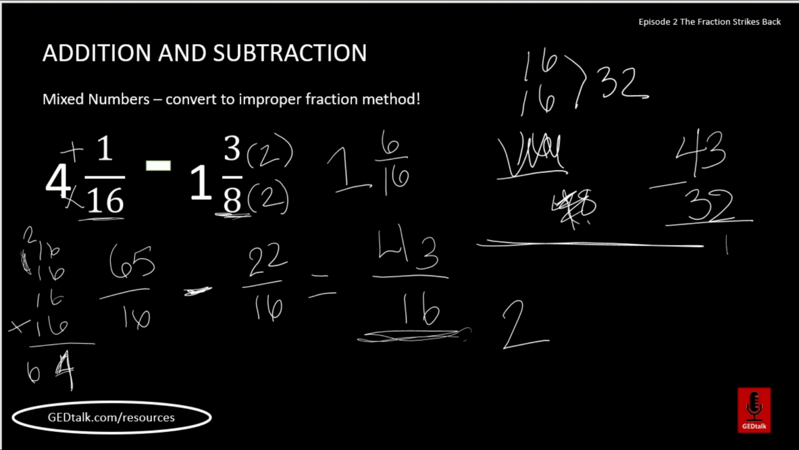8 minus 2 will give me 1. 4 minus 3 will give me 1. So I have 11, remainder 11 over 16. And that's the same exact answer we got when we regrouped, folks. So just know if you are asked to subtract mixed numbers, you can either regroup or you can convert to an improper fraction and take care of it this way.